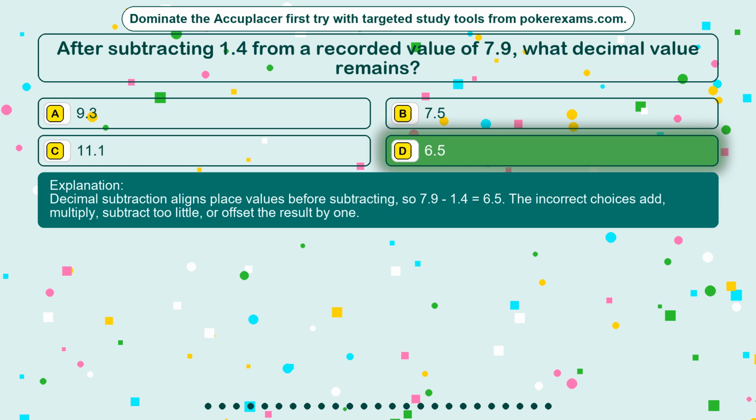Decimal subtraction aligns place values before subtracting, so 7.9 minus 1.4 equals 6.5. The incorrect choices add, multiply, subtract too little, or offset the result by 1.